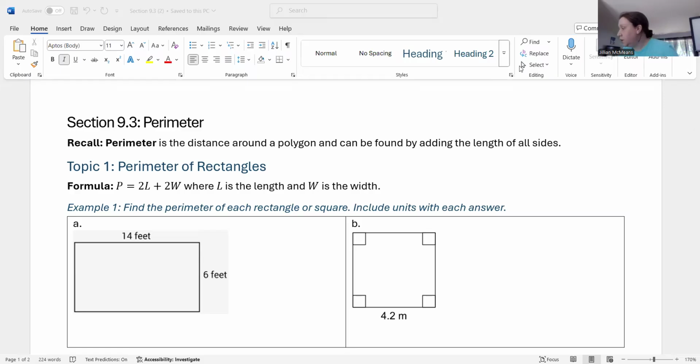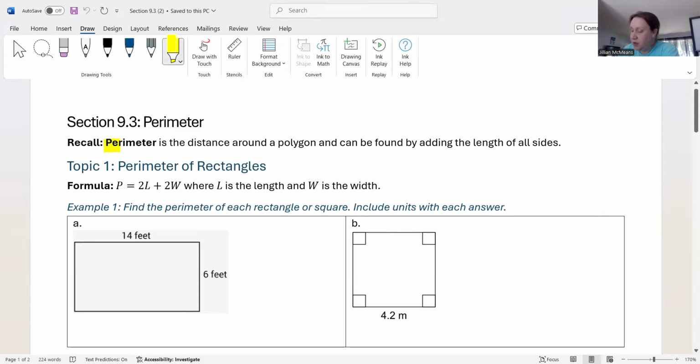For this section, we are going to discuss perimeter. Okay, so perimeter, just kind of generally speaking, is the distance around a polygon and can be found by adding the length of all the sides. Okay, so you know we love a definition. So again, perimeter is just the distance around some kind of a figure. We're going to look at a lot of different polygons, and we'll also look at circles.